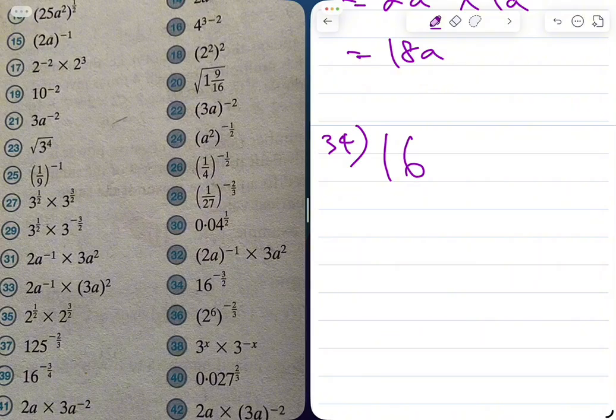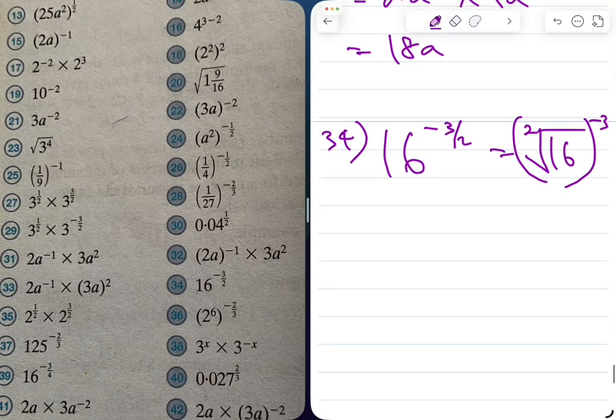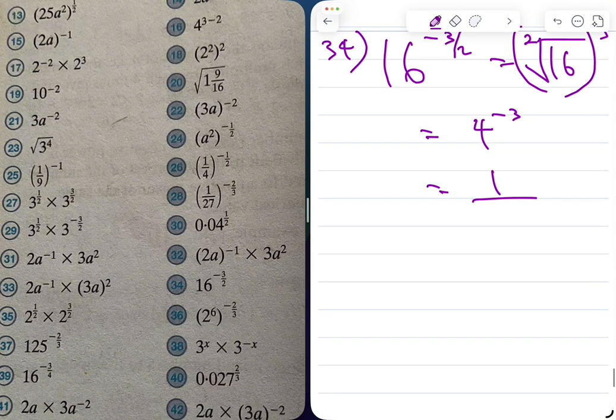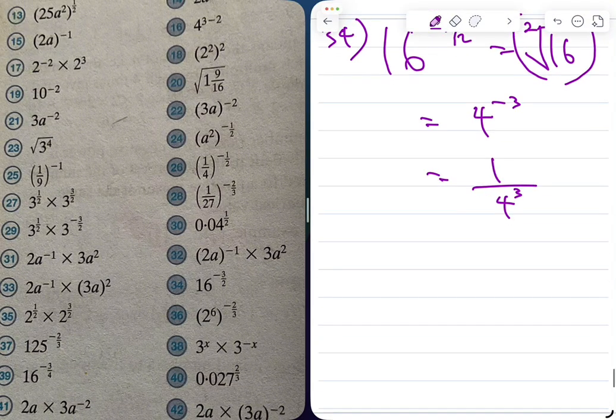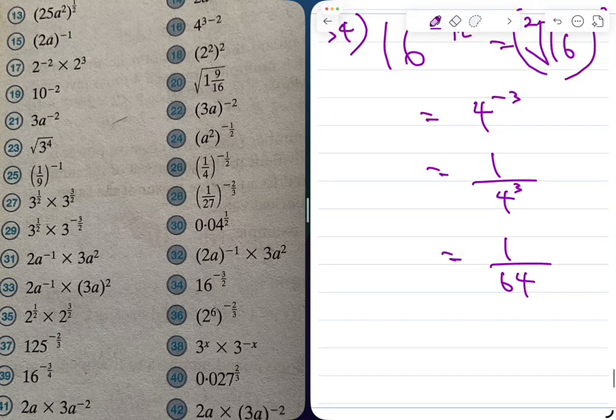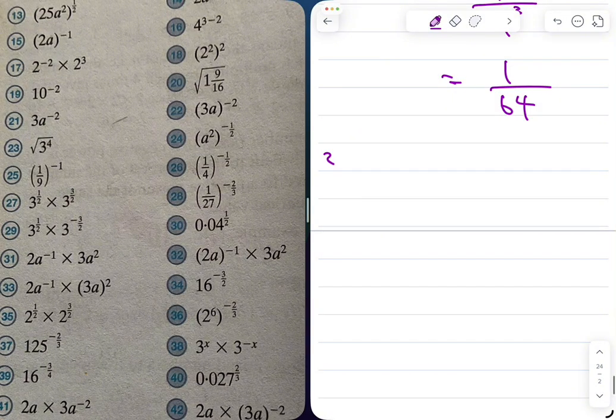34, that's 16 raised to power minus 3 over 2. That simply means the square root of 16 raised to power minus 3, which is the same as the square root of 16 is 4 raised to power minus 3, and that's 1 over 4 raised to power 3, which is 1 all over 64. 4 raised to power 3 is 64. Now to the next, which is number 35.